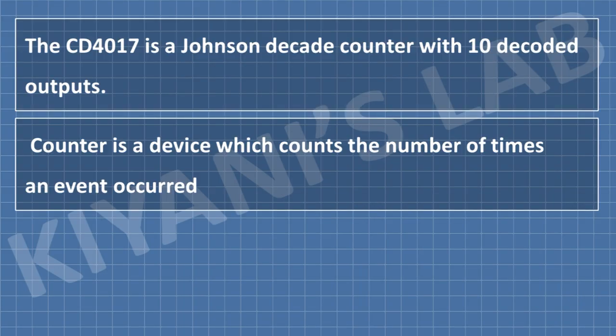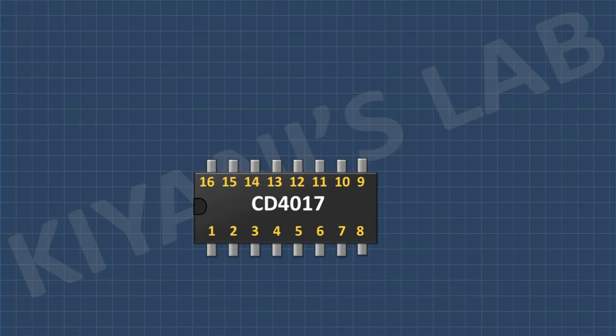The CD4017 is a Johnson decade counter with 10 decoded outputs. A counter is a device which counts the number of times an event occurred. Now let's see the pinout of CD4017 IC.